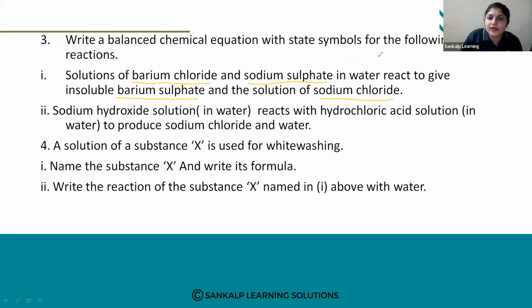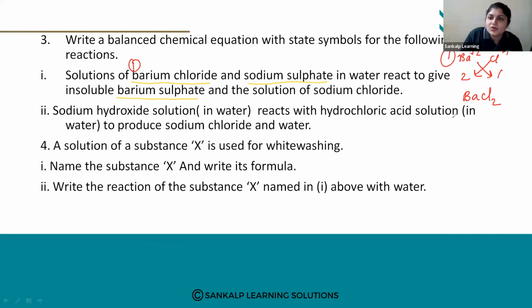So barium chloride. Barium is what? Ba plus 2. Chloride is what? Cl minus. So what will be the formula? Ba plus 2 and Cl minus 1. So 2, this will be 1. So just crisscross. So it will be BaCl2. So this is our barium chloride. So this is our first one.